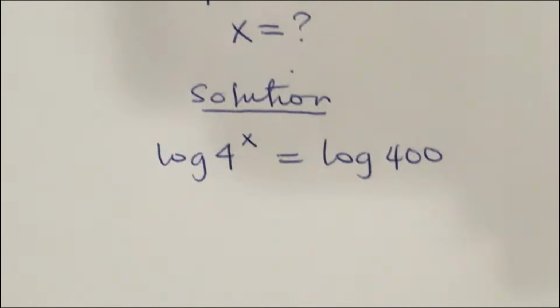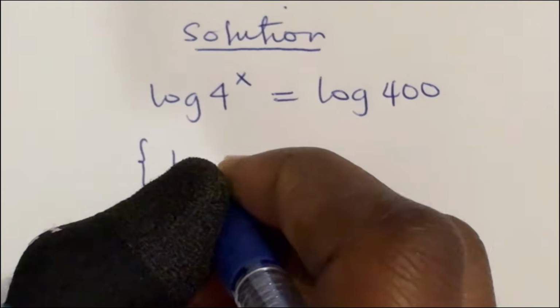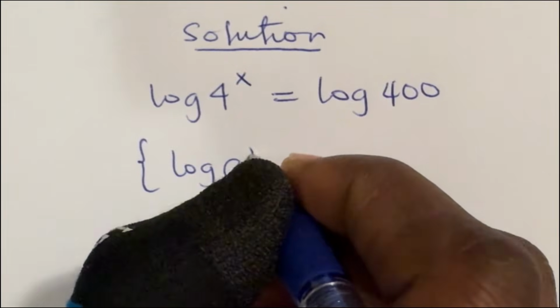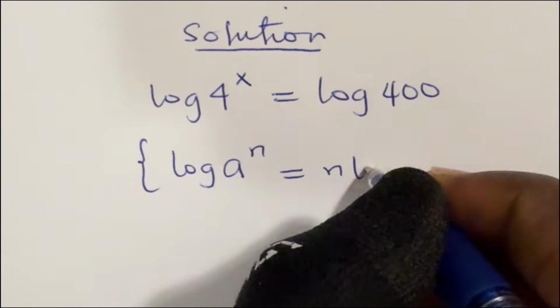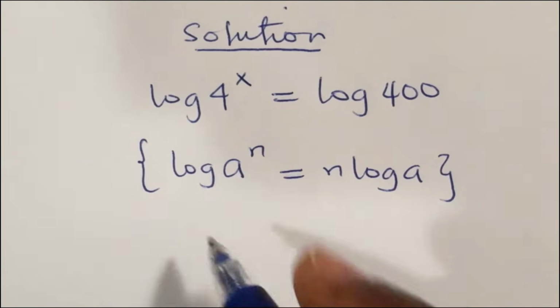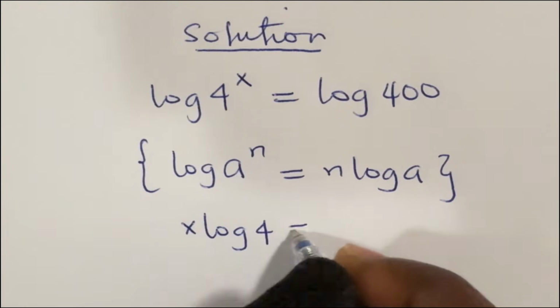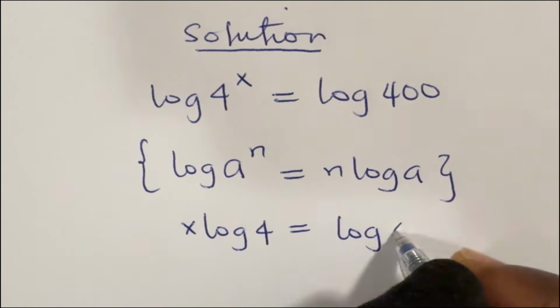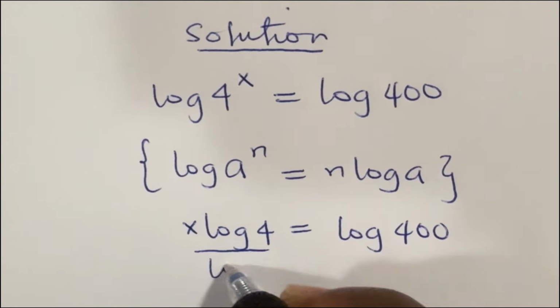The left hand side is of the form log a raised to power n, which can be expressed as n log a. So we have x log 4 is equal to log 400. We can divide through by log 4.